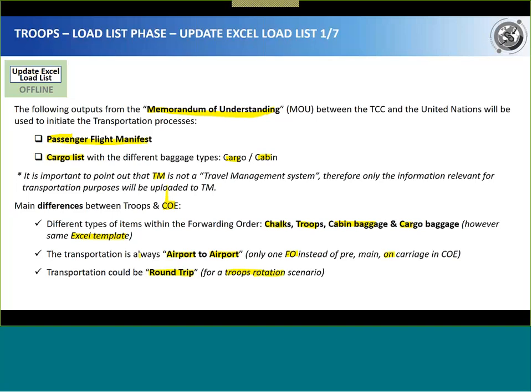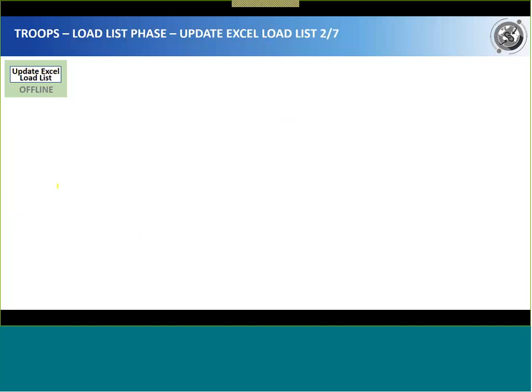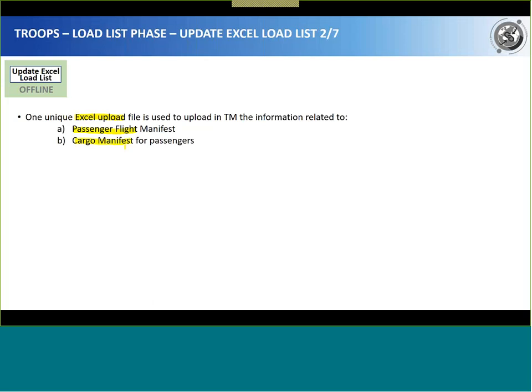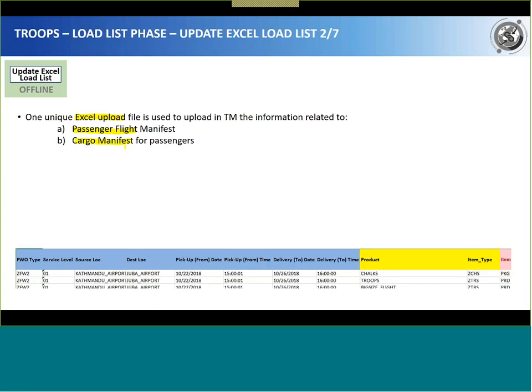All right, let's go. As we said, with the current design we only have one template. It's the same template that was explained yesterday for the COE. So I think today we can go a little faster with that, because I'm seeing that most of the people are the same, if not all. The XLS upload will be filled in with information contained in the passenger flight manifest and also from the cargo manifest for passengers.